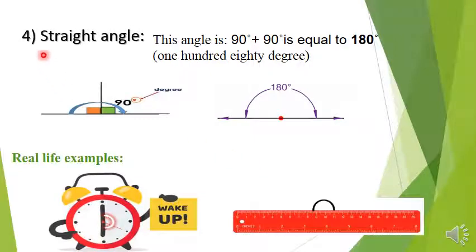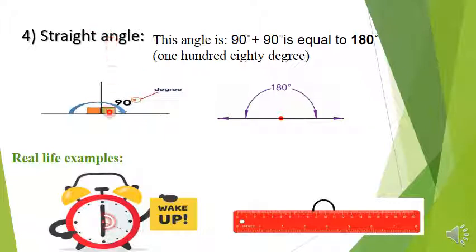4. Straight angles. What are the straight angles? Straight angles are like the open angles. They form a straight line. These are straight angles. This is the vertex. It's an open angle. Its measure is 180 degrees.